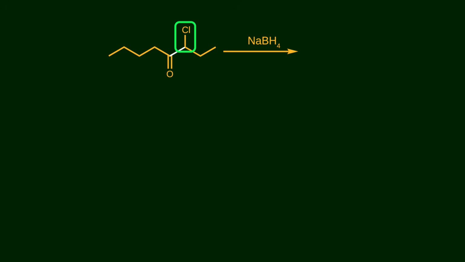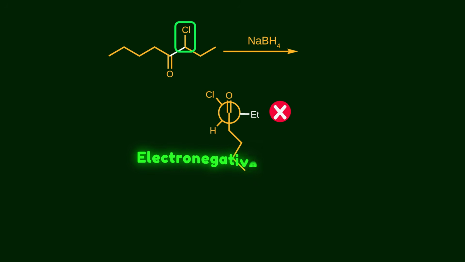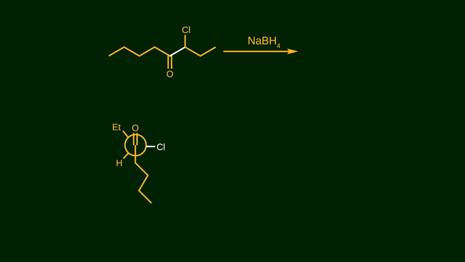Draw the Newman projection based on the Felkin model. If you put the ethyl group perpendicular to the carbonyl group because of its larger size, this leads to the wrong stereochemistry. This is the electronegative atom effect. Put the chloro atom perpendicular to the carbonyl group, no matter whether it's larger than the ethyl group or not. Next, the hydride attacks from the less hindered side.